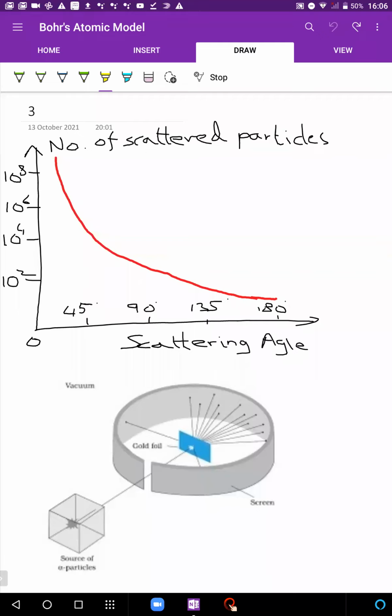And just from a theoretical point of view, you should understand what he observed and what the conclusion was because of what he observed. So the conclusion was there's a lot of empty space, but there is a very, very heavy particle located in a very, very, very small region. And we now know that heavy particle in a small region is our nucleus. Okay.